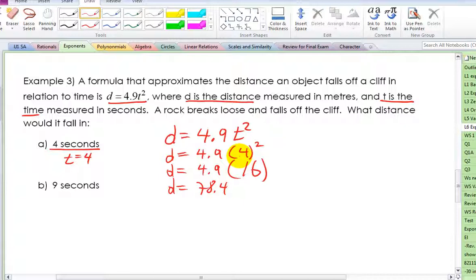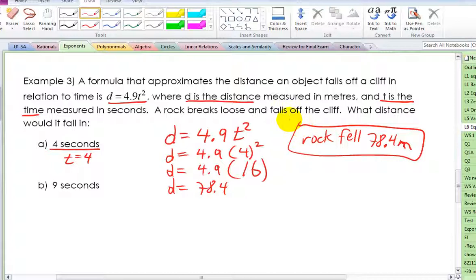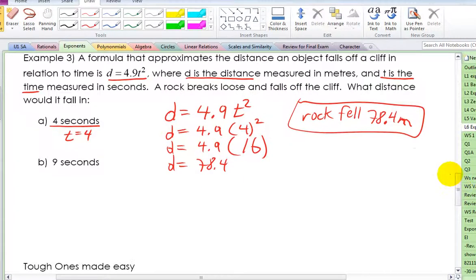78.4. Quick little sentence then. Go ahead, make your quick little sentence. There we go. Rock fell 78.4 meters. Super simple, right? That's what the equation is describing. Okay, go ahead and do the next one by yourself.